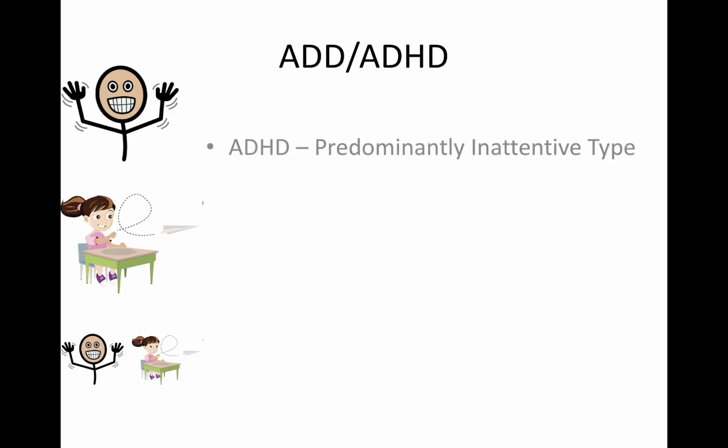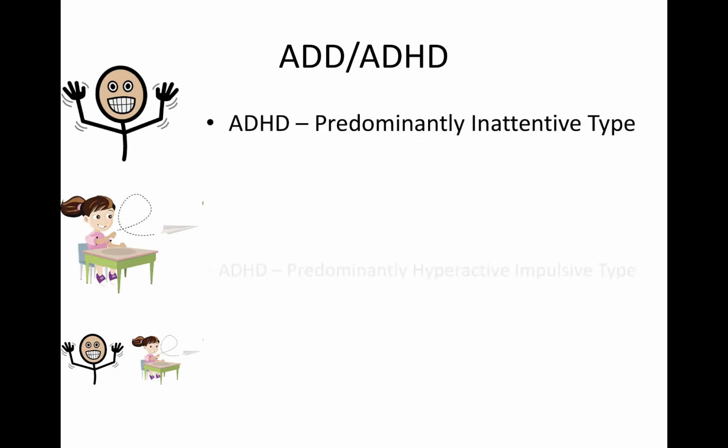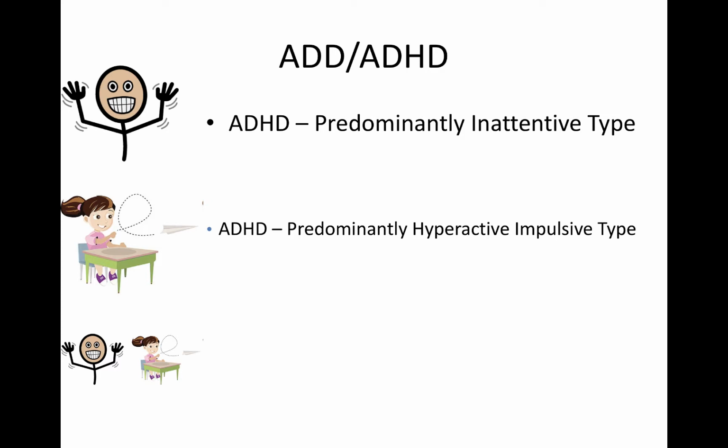So again, there's three different types. There's ADD, which is predominantly inattentive type. Then there's ADHD, which is predominantly hyperactive, impulsive type. And then there is ADHD combined. Combined means that the student has inattention and is also impulsive and hyperactive.